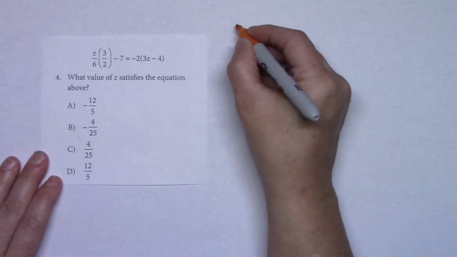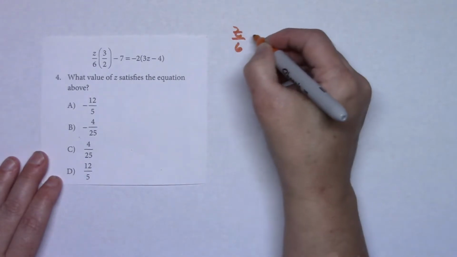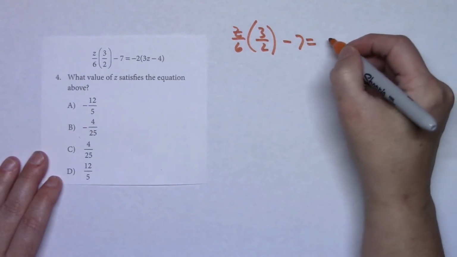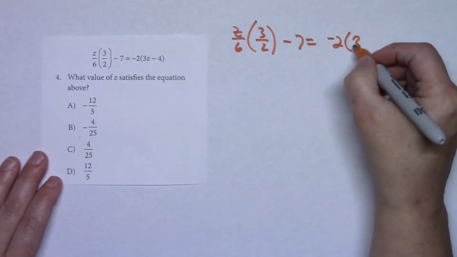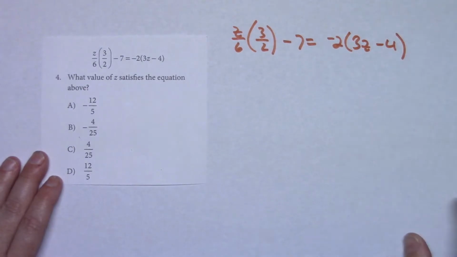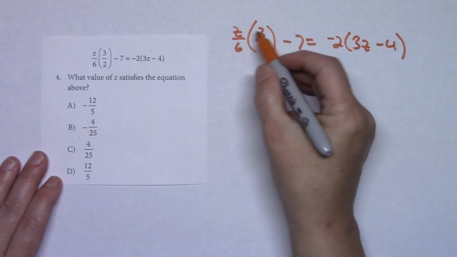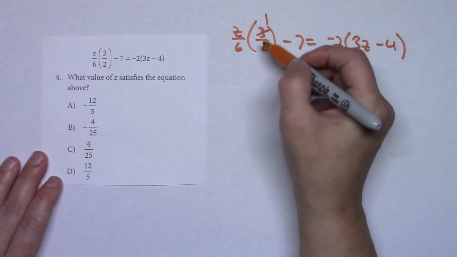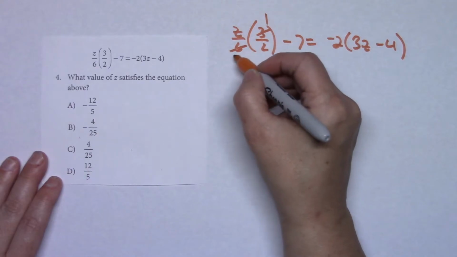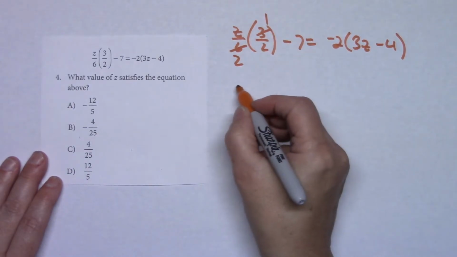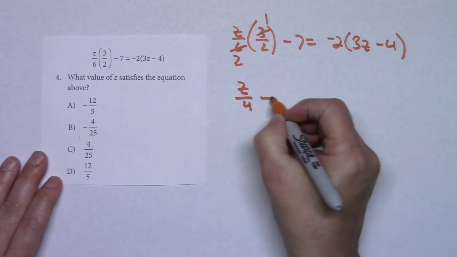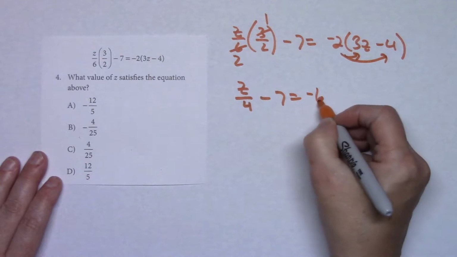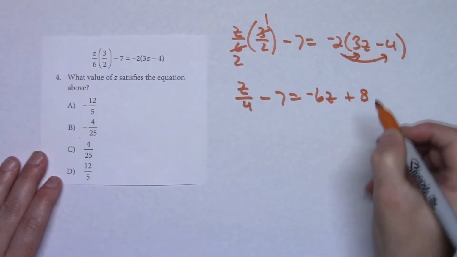You are going to have to be able to solve any type of linear equation that you might encounter. Alright, so let's see, I can start here. Okay, so Z over 6 times 3 over 2 minus 7 equals negative 2 times 3Z minus 4. Over here, this is multiplication, so I probably do some crossing out and simplifying first. 3 goes into 3 once, 3 goes into 6 2 times. So that's going to leave this as Z over 4 minus 7. Here I would distribute, so that's going to be a negative 6Z and a positive 8.